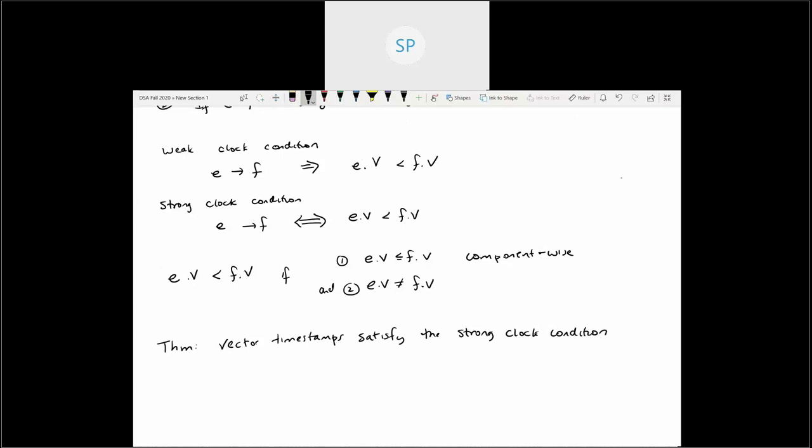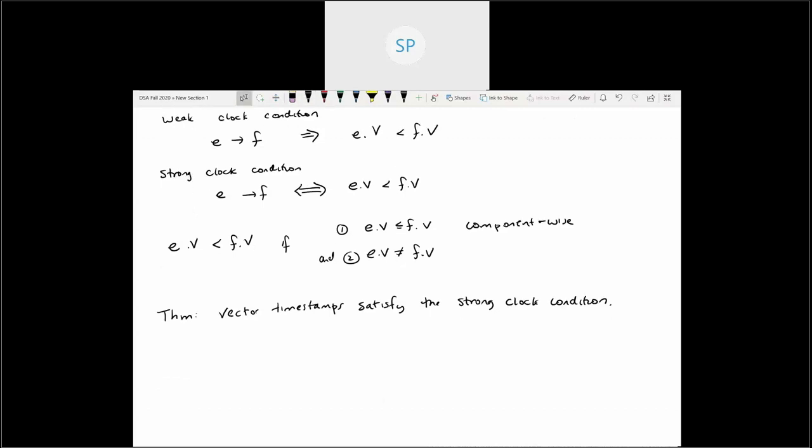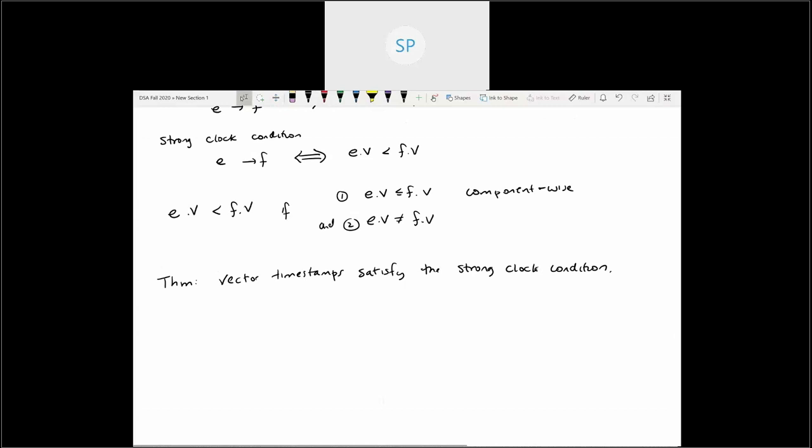So my theorem is that the algorithm that we just went through is going to give me timestamps that satisfy the strong clock condition. And like I said last time, I'm going to prove it to you because this is a theory class at heart. So we're going to write a proof. Because we're proving a biconditional, we're going to do the standard: first we prove one direction and then we prove the other direction of the conditional.